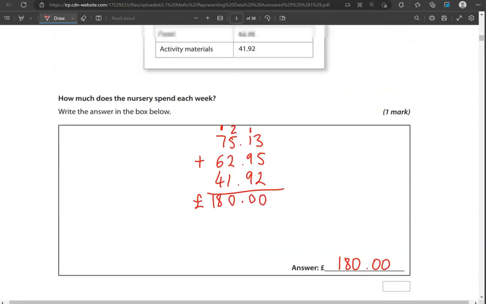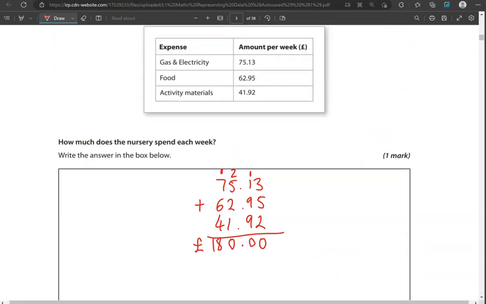Taking them in turn, we've got £75.13 for gas and electricity. I'm going to round this to £75. And I'm going to round £62.95 for food to £63. And the £41.92, I'm going to round that to £42.